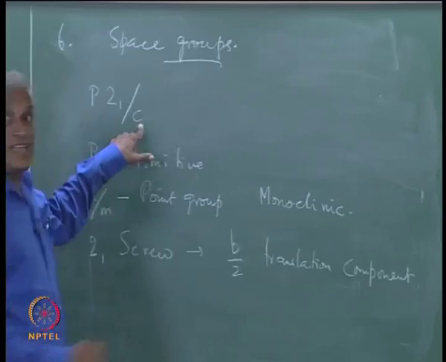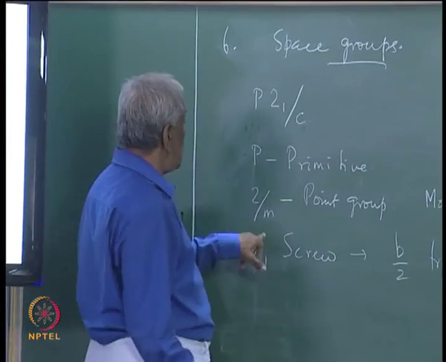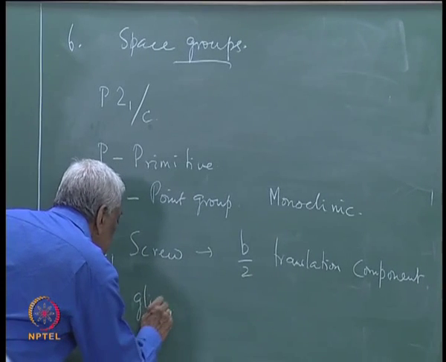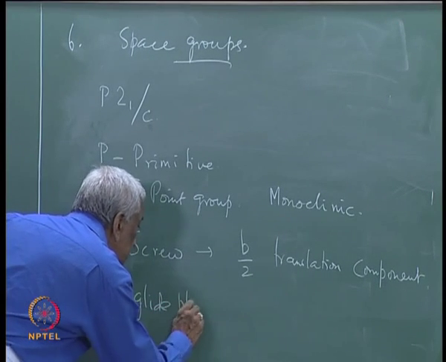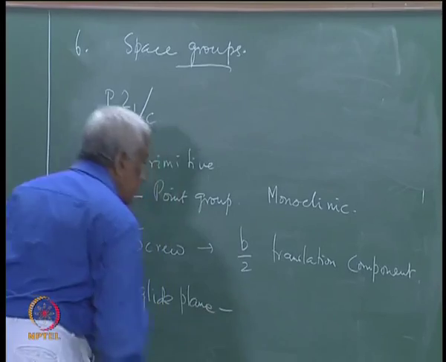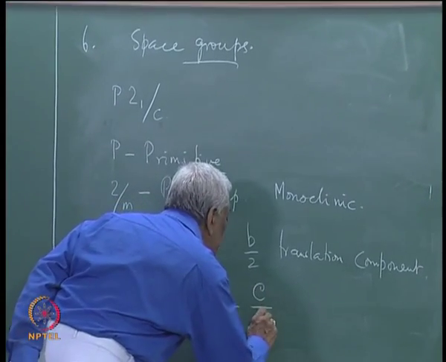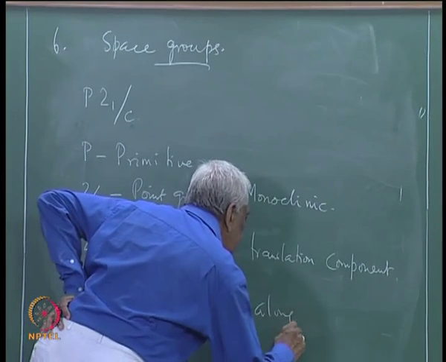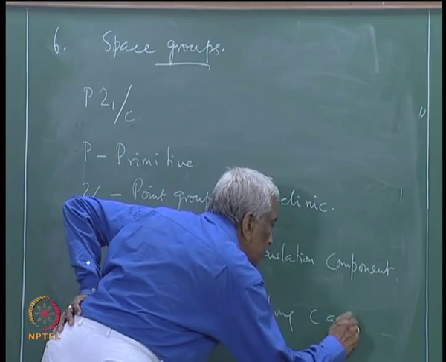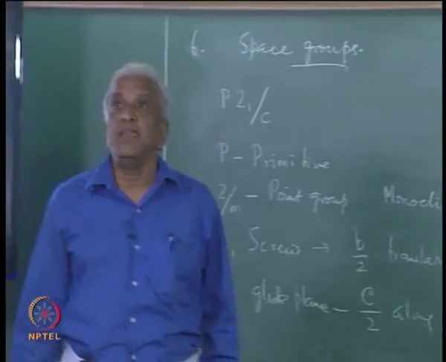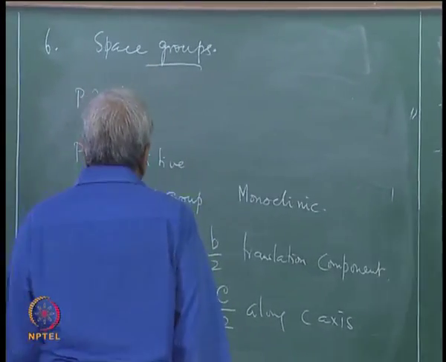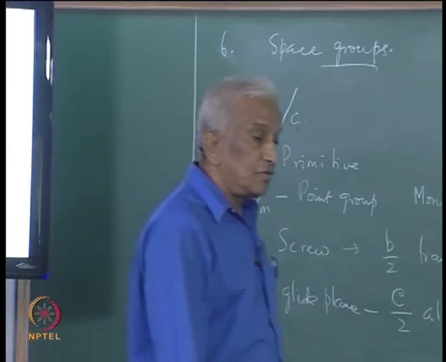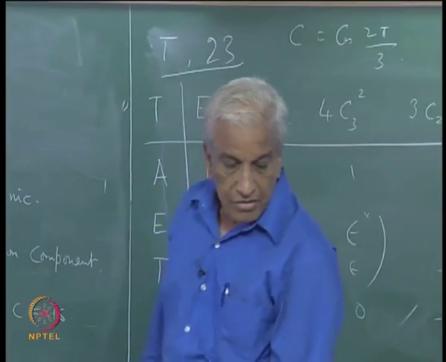And the symbol c means that instead of the pure mirror symmetry, we have a glide plane in the plane perpendicular to this b axis, with a translation component c/2 along the c axis. So, we have a mirror plane, which is the ac plane, and it is a mirror plane with a translation component of c/2 along the c axis. So, that is the explanation.